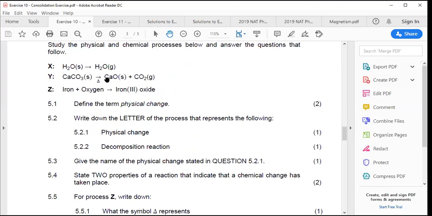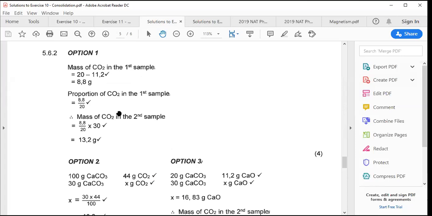So we have to subtract for us to get the mass for carbon dioxide. That's what is shown here on the answer. To get the mass of carbon dioxide in the first sample, you have to subtract 20 minus 11.2, which gives you 8.8. The proportion of carbon dioxide in the first sample is 8.8 over the initial, which is 20.